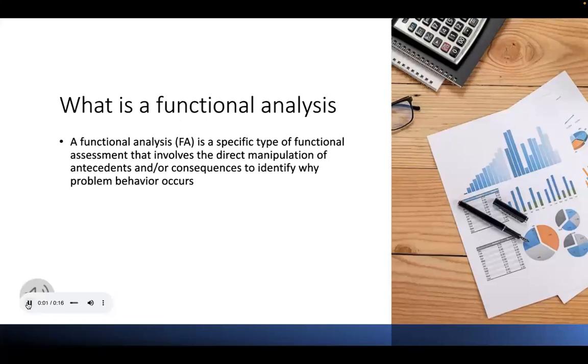What is a functional analysis? A functional analysis, or FA, is a specific type of functional assessment that involves the direct manipulation of antecedent or consequences to identify why the problem behavior is happening.